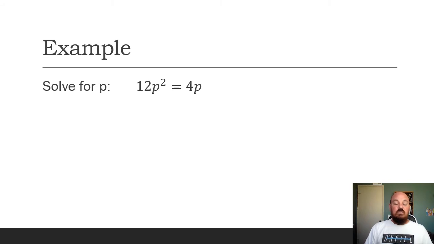All right, here's our second and last example for today. We want to solve for p, and we have 12p squared equals 4p. Now the first thing I notice is this one's not like the other one. It's not already equal to 0. So I want to make it equal to 0. Let's subtract 4p from both sides of the equation, because I want the positive 4p and the minus 4p to cancel and make a 0 there.